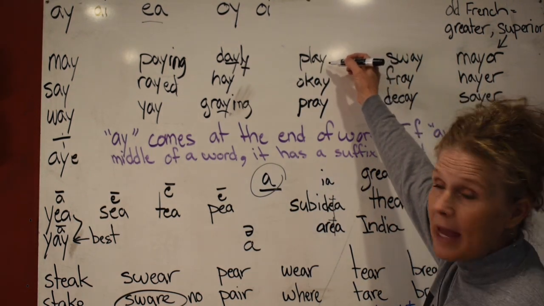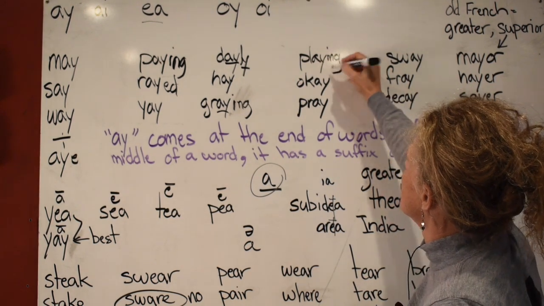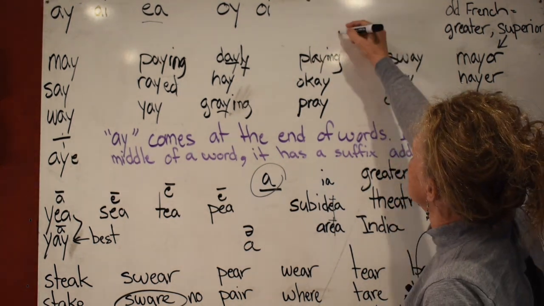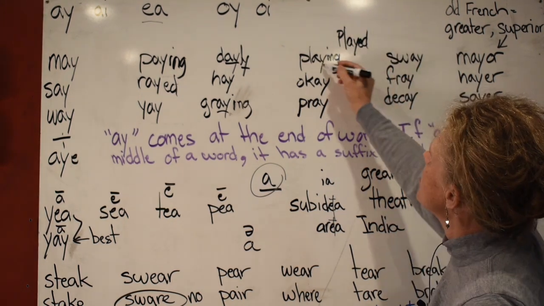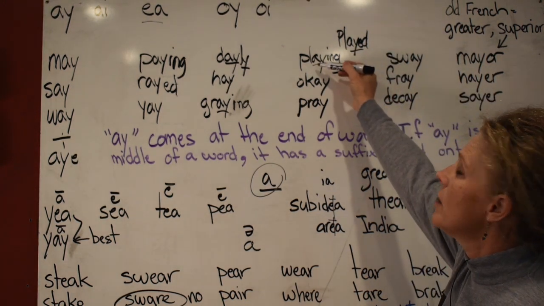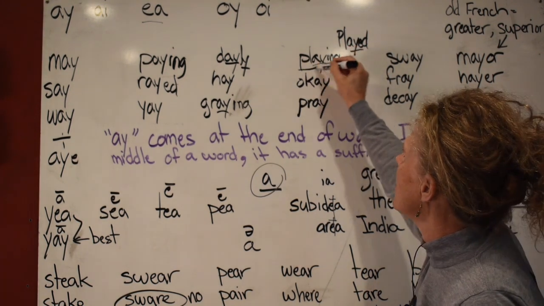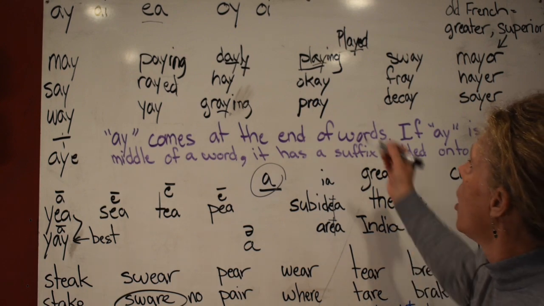Let's say play, playing, played. Okay, see, look, you have these in the middle of the word. That means you have a vowel team. That means you have a base word. What's your base word? Play. Play is your base word.